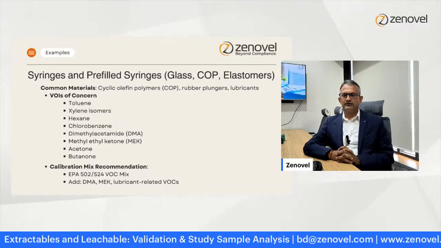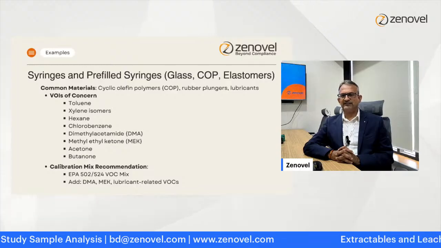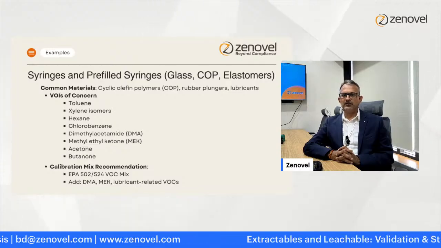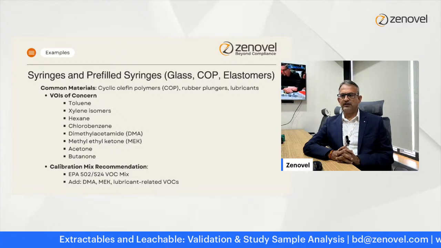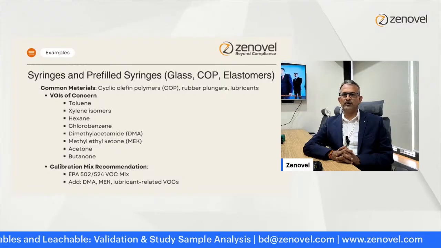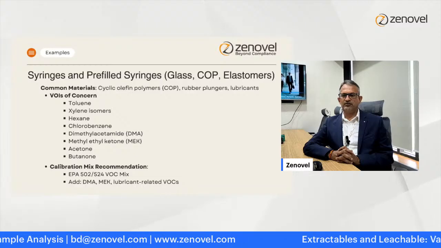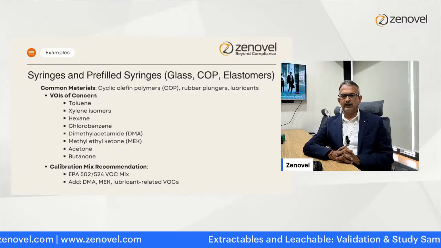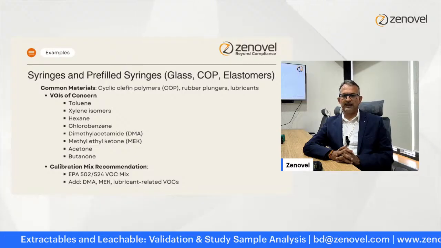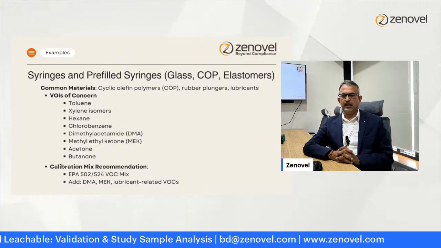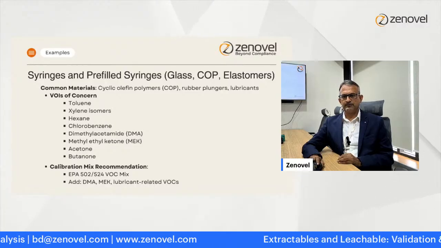The next example is for syringes and prefilled syringes. These are examples of glass, COP, and elastomers. Common materials that can be present are cyclic olefin polymers, rubber plungers, and lubricants. Here the list of VOCs of concern is mentioned, and the recommended calibration mixes are the EPA 502 and 524 VOC mix, and as additives we can add DMA, MEK, and lubricant-related VOCs for the estimation of the leachables.